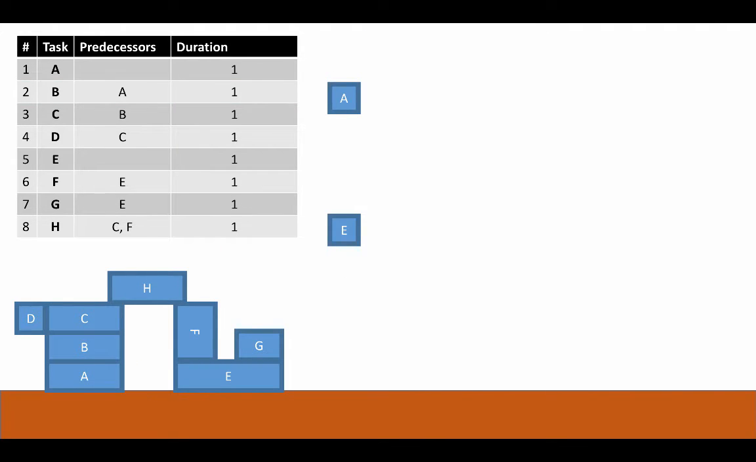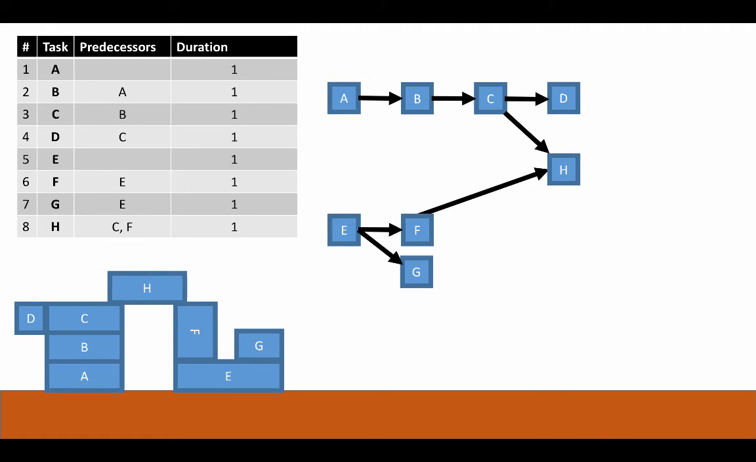The first two pieces are going to be A and E because those are on the ground. Once we have those in place, we can build the ones on top of them, which are going to be B, F, and G. After these three are finished, we can go on to C, but we can't do H yet because H requires C to be done. Once C is finished, then we can do H, and then we can do D as well. So this is a way of looking graphically at the table that's on the left.